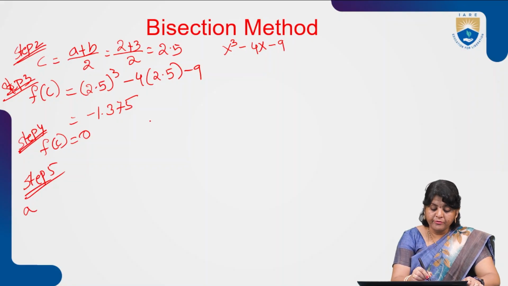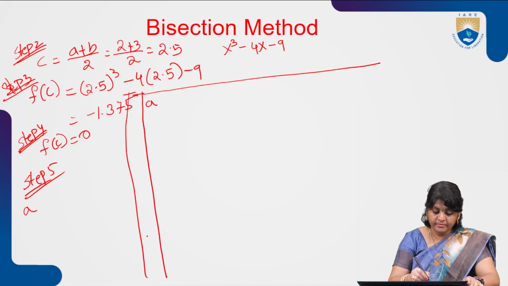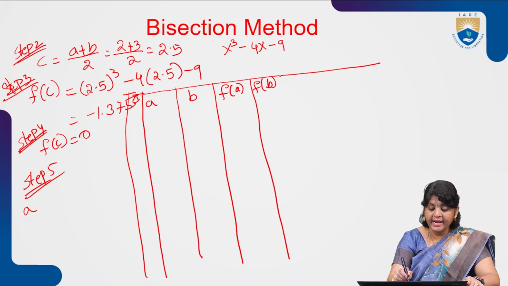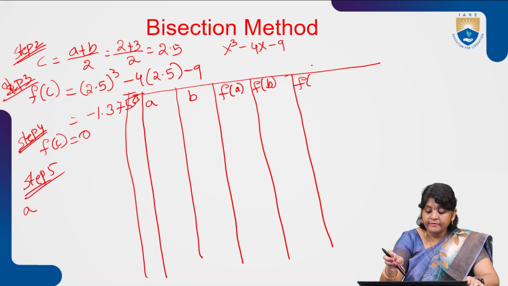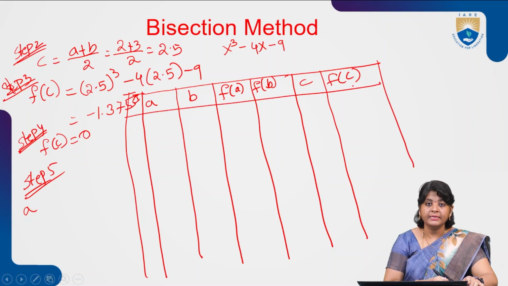So in order to find this out, we will take a table which contains the serial number or iterations, A, B, f of A, f of B, and then C and f of C. Based on this f of C, we will take the changing value.